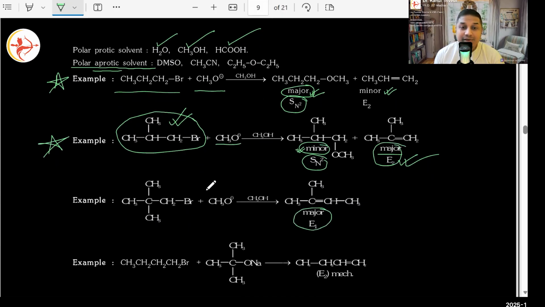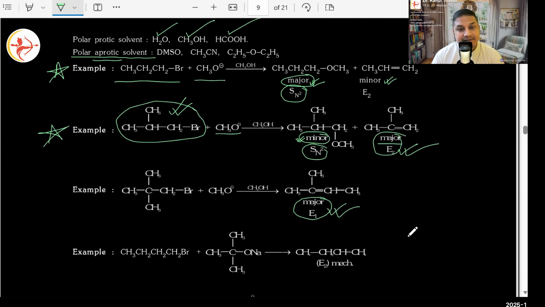Because on its own, Br minus will leave. Yes or no? No need of the base to come in vicinity. So it becomes E1. Elimination products dominate. Nice. Is this clear?